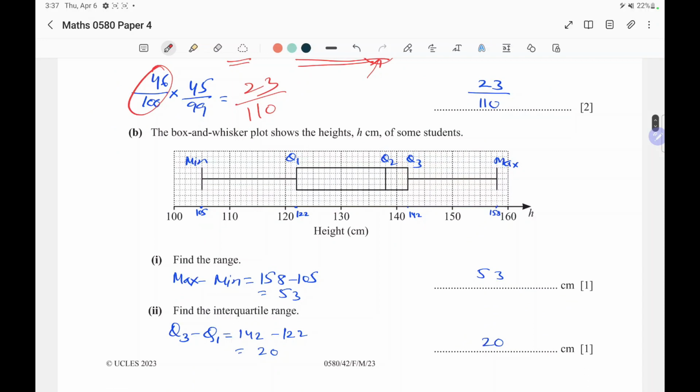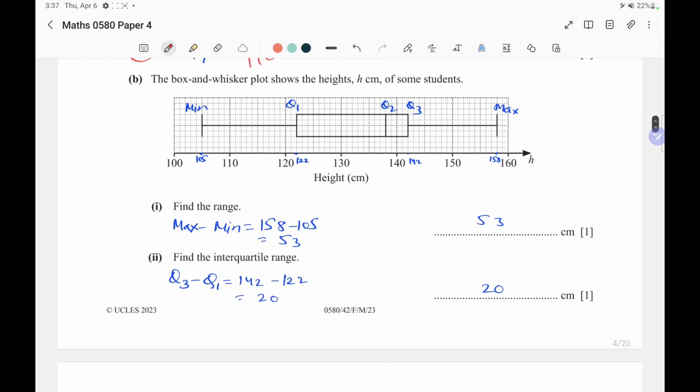Okay, now next question. The box and whisker plot shows the height of some students. So here you know that this is the minimum, first one, and this is the maximum. This is Q1, Q2, Q3, I mean lower quartile, median, and upper quartile. So find the range. We know that maximum minus minimum, so that's 158, and this is 105. Subtract, you will get 53. Find the interquartile range, that is upper quartile minus lower quartile, that's Q3 minus Q1. So that is 142 here, and that's 122. Just subtract, you will get 20.